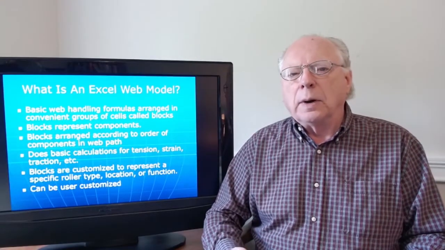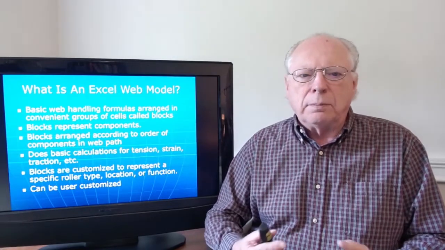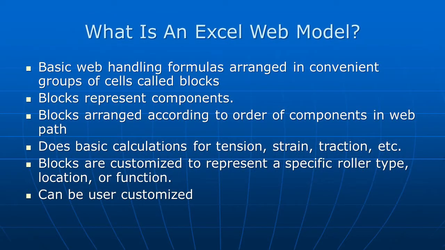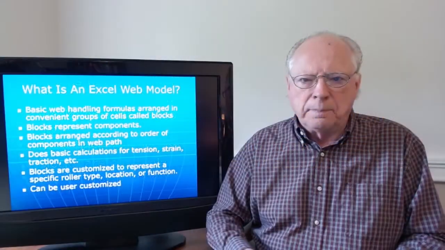So what is an Excel model? Well, these models are just basic web handling formulas arranged in convenient groups of cells that I call blocks. Each block represents a component: an idler, a nip, a turn bar, a driven roller of some kind. Blocks are arranged according to the order of the components in the web path, and they do basic calculations for tension, strain, traction, etc. Blocks can be customized to represent specific roller types, a location or a function, or anything else that you want. They can be user customized.